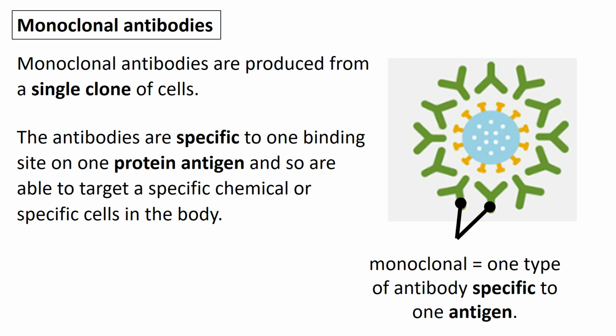So monoclonal antibodies are made from single clones of cells. Mono meaning one, clonal meaning clone. This means the antibodies are specific to just one binding site on one protein antigen. Now, that doesn't have to be an antigen of a pathogen. It could be an antigen of anything, but it has to be made of protein because that's what they are looking to bind to. So this means they're able to target a specific chemical or specific cells in the body. So they're really useful for a lot of analysis.